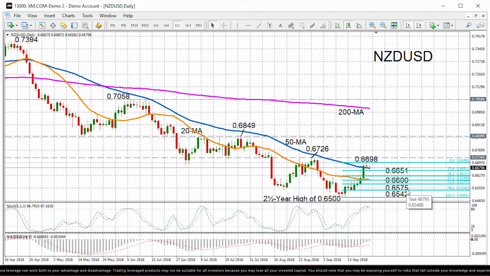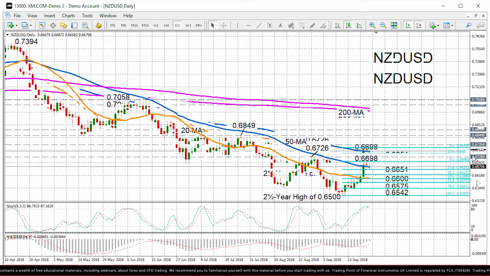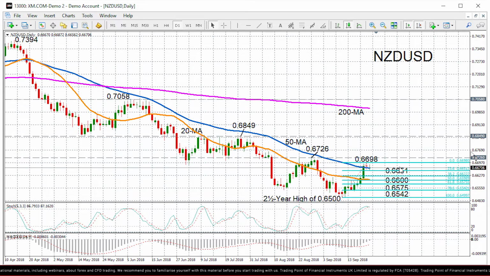Below that, we have the 61.8% Fibonacci at 0.6575. A drop below that level, we could see the Kiwi dollar pair heading back towards that 2.5-year low of 0.65 from early September. Below that low, we have the 161.8% Fibonacci extension at 0.6377 as another major support to watch out for. But given the past week's gains, the medium-term downtrend has weakened a little bit.